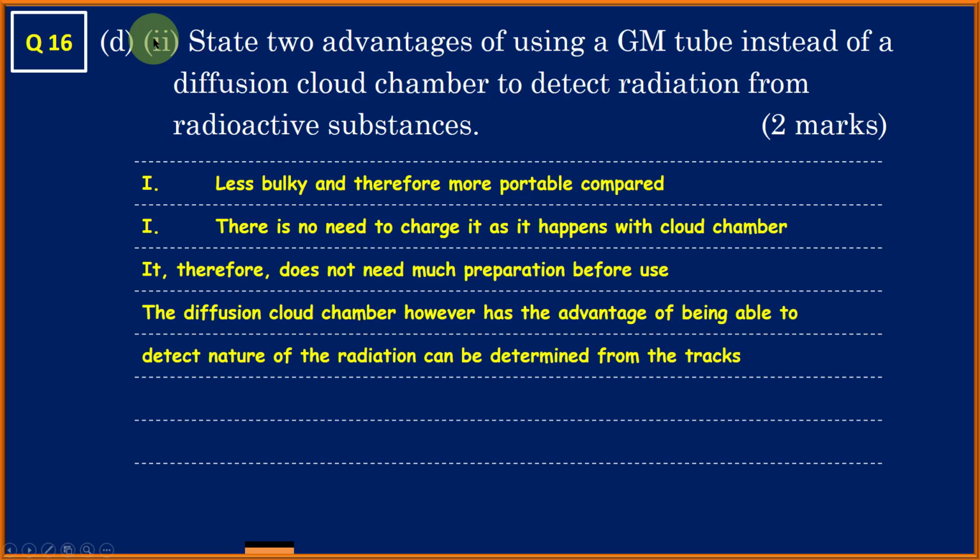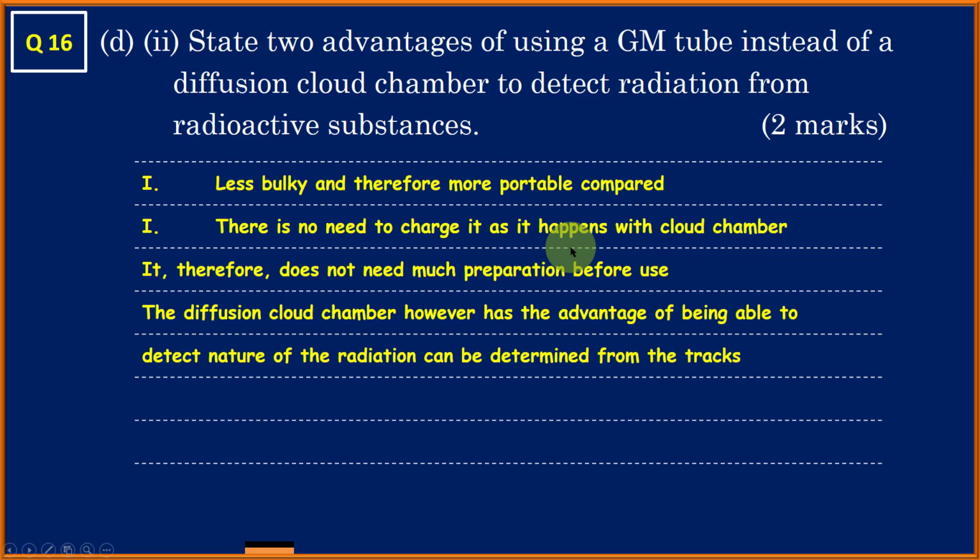Next, in D part 2, we are asked to state 2 advantages of using a GM tube instead of a diffusion chamber to detect radiation from a radioactive substance. Of course, a diffusion chamber is rather bulky, it's not portable, and there is no need to charge the GM tube, as happens with the cloud chamber, because for the cloud chamber to work, there is a part which must be charged by rubbing the glass with a material so that those tracks can condense around the charged particles.